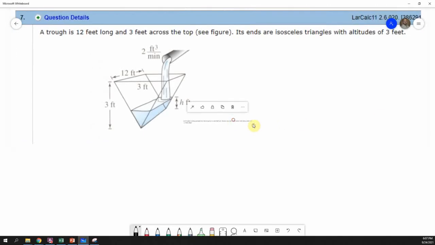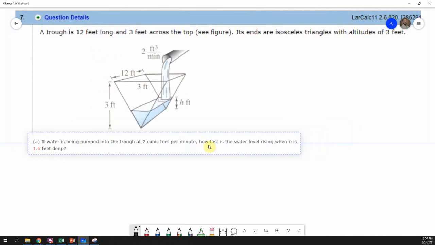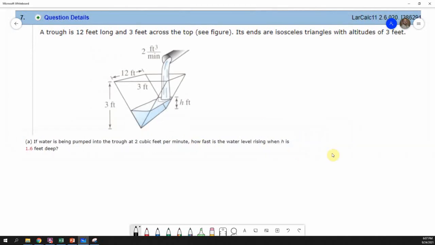All right, it says, for part A, if water is being pumped in at 2 cubic feet per minute, how fast is the water level rising when h is 1.6 feet? So this height is what's changing. So I'm looking for the change in height, or dh/dt. Remember, d means change in, so we're talking about the change in height over time. This 2 cubic feet per minute is nothing more than the change in volume. So dV/dt is equal to 2. So we've got two things, and we need some way to relate V and h.